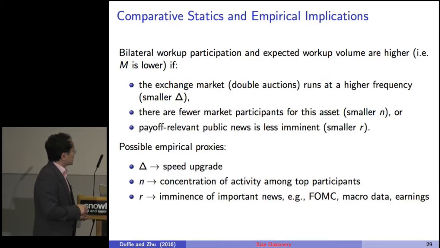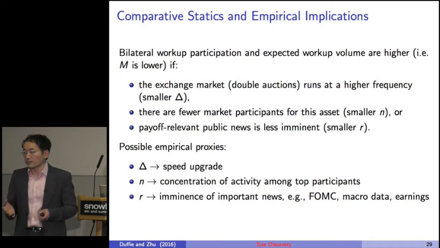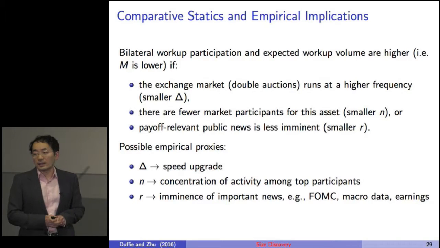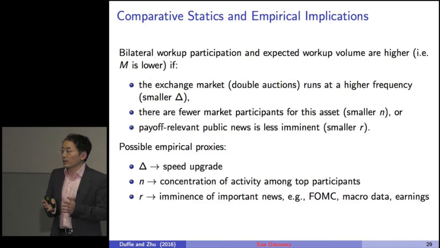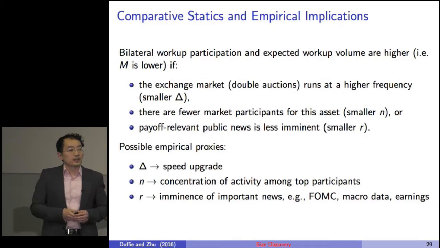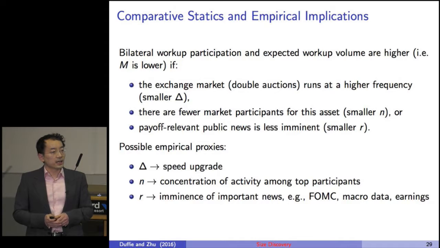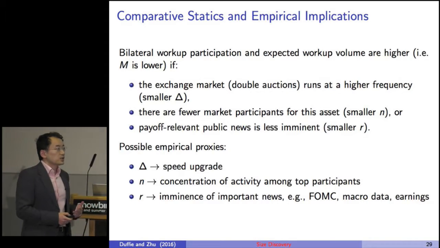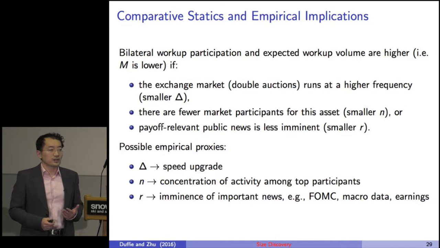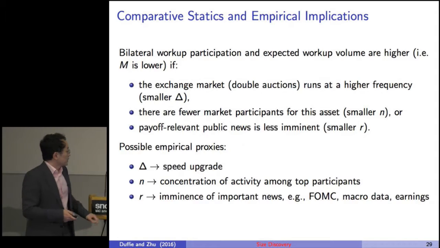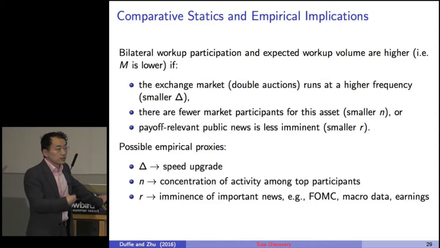Now, how could we test it? Potentially, we could use speed upgrades of electronic platforms. That could be just one way of testing it. The second prediction is that if we look across asset classes with a smaller n, think about stock versus bond, right? The market with a smaller n would see a higher fraction of volume handled by size discovery, which corroborates the earlier statistic that in the treasury market it is around 50%, but in the stock market it tends to be smaller. Now that could potentially be tested by just looking across different stocks or different bonds.